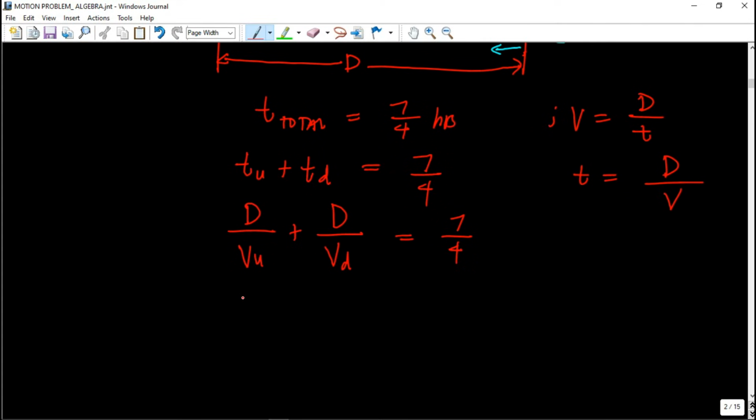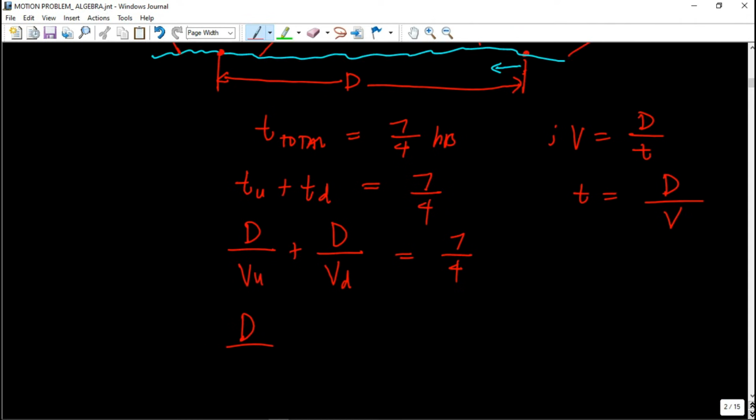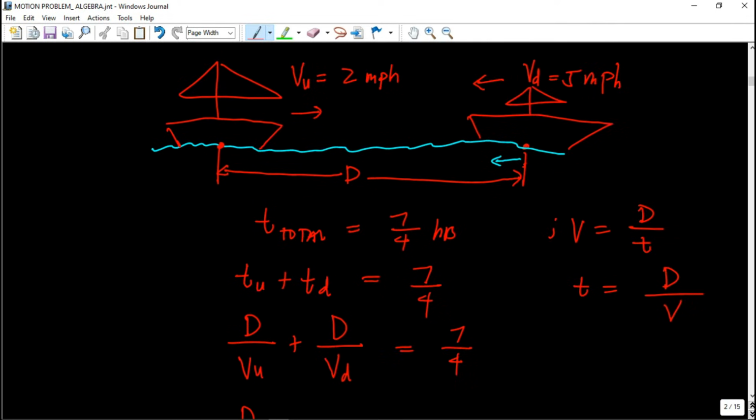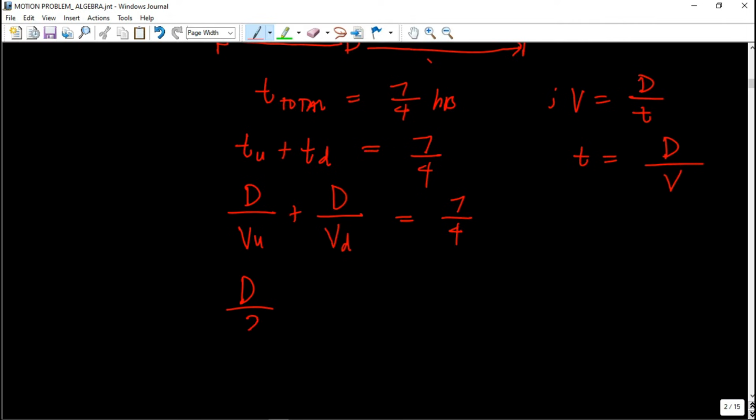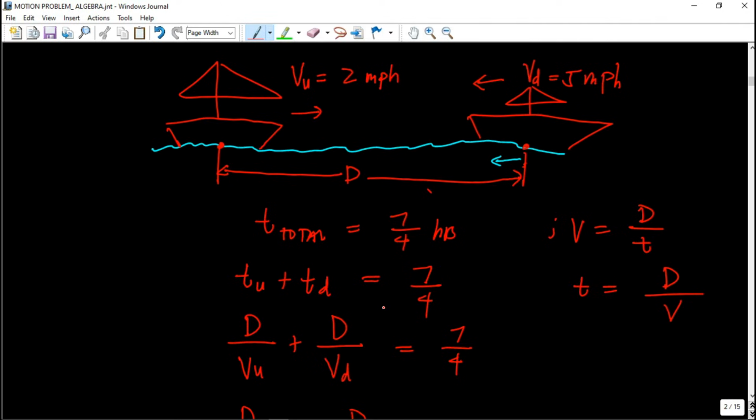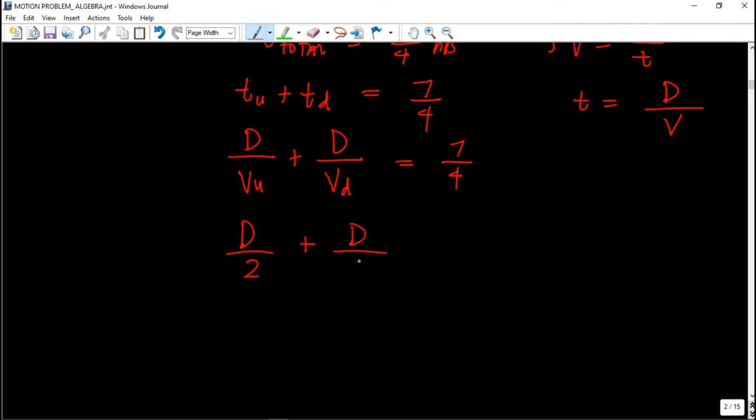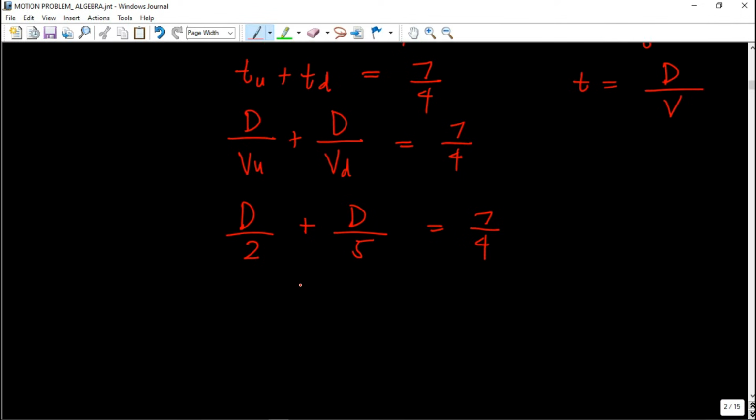So, D over V sub U. What is the rate or speed upstream? That is 2 miles per hour. Plus D over V sub D, which is 5 miles per hour, equals 7/4. Take note that the rates are in miles per hour and the time is in hours, so no need to convert the time. Since the rates are in mph, the unit of distance D is in miles. It's just algebra, guys.